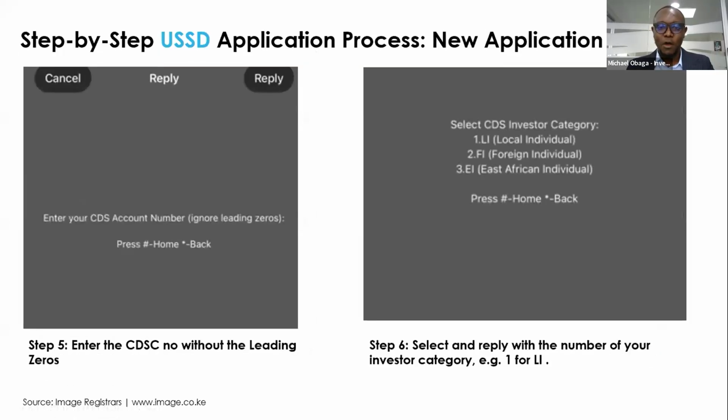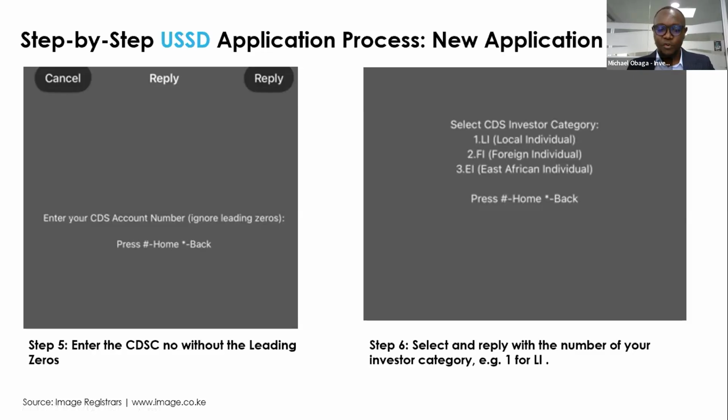That's why it's impossible for you to apply for this IPO without a CDS number. So you need to have a CDS number so that you enter it. Now, while entering the CDS number, you need to ignore the zeros that come before your CDS number. So you just enter the digits, and then once you enter, it should now prompt you to input the category of your investor category.